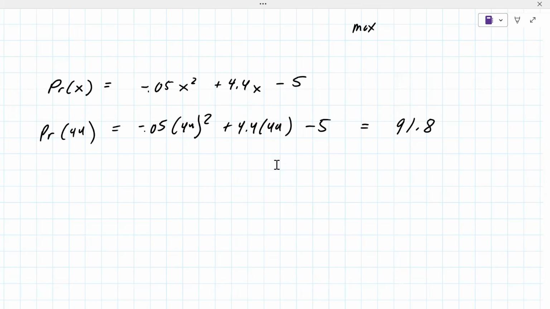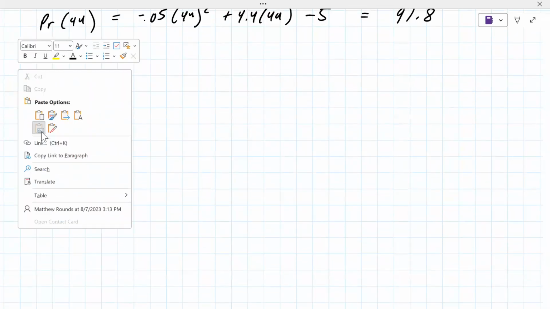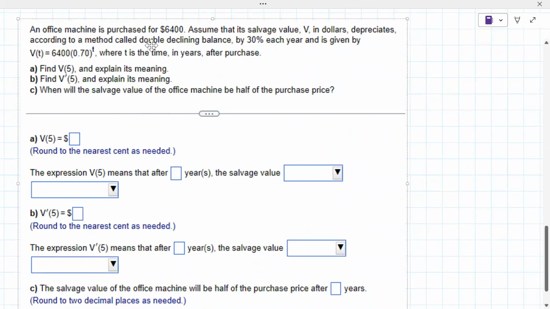So it should be in the chat now. All right, this one has some drop down options, but let's see if we need them here. All right, so a vending machine purchased for $6,400, salvage value V, depreciates by what's called the double declining balance, by 30% each year, is given by this function here. Okay, so part A is not a calculus question. It just means to put 5 in for this function here.